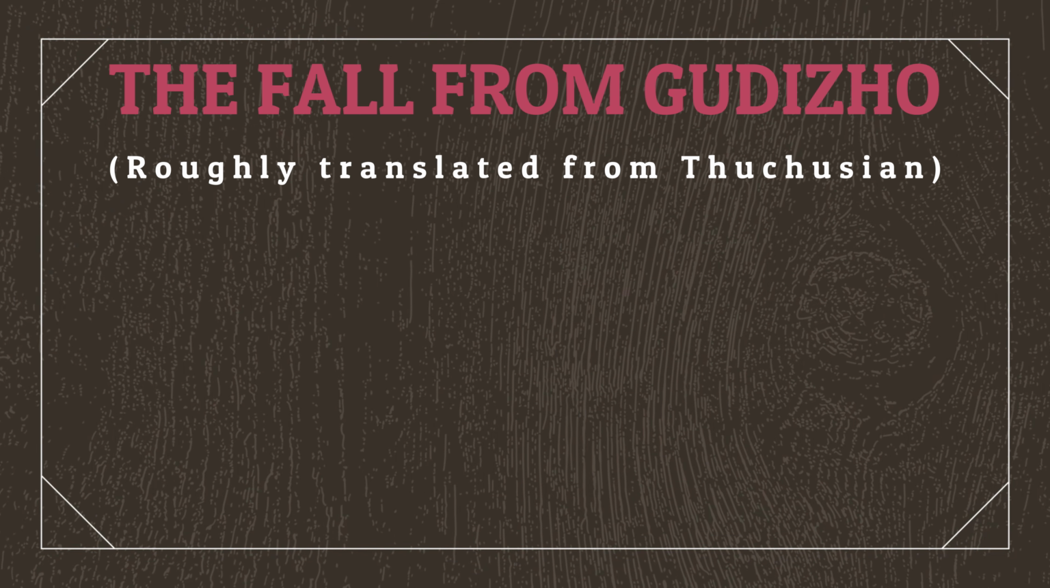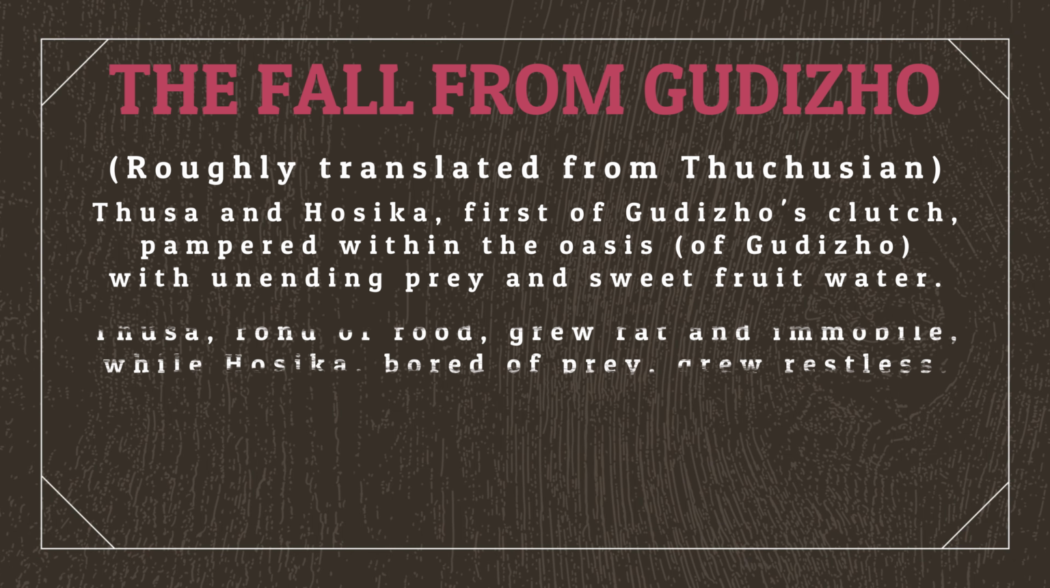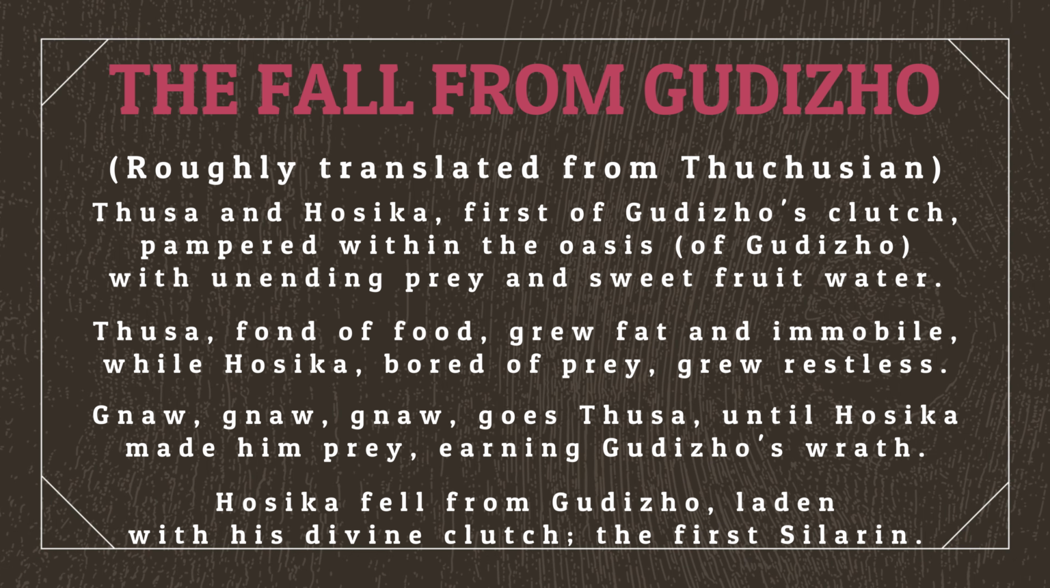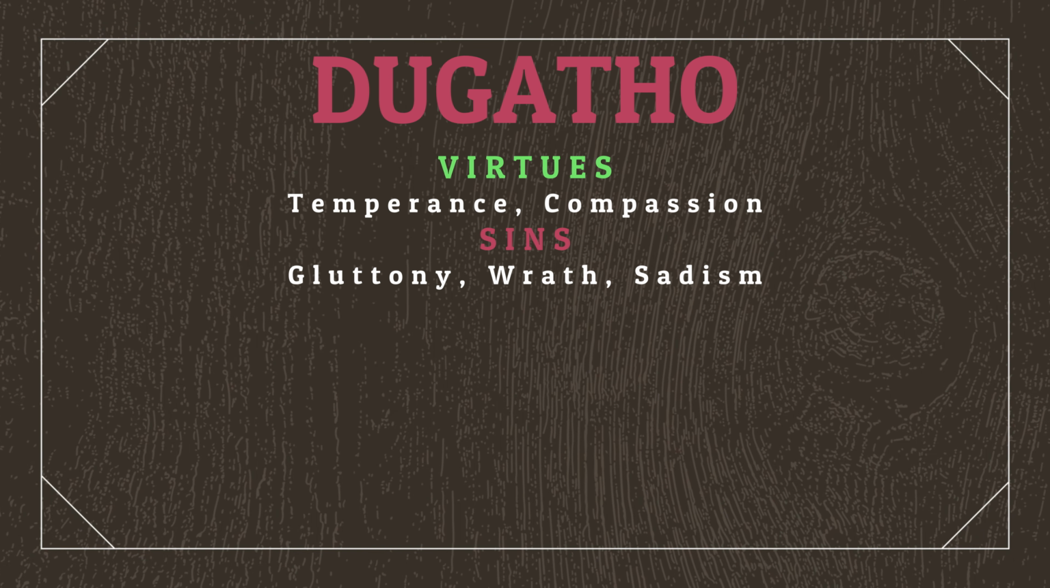In Dugathian mythology, the story is told of Thusa and Hosika, who lived on Gudijo and were offered all they could need in food and drink. Over time, Thusa grew fat, eating so much that he could no longer walk, and Hosika grew bored, dissatisfied with her abundance. Tired of listening to Thusa eat and seeking novelty, Hosika killed Thusa, which angered Gudijo, who cast her down to Locus, pregnant with so many eggs that she died upon laying her clutch, which the Solaran species hatched from. In Dugatho, therefore, gluttony, wrath, and sadism are considered sinful, while temperance and compassion are considered virtuous.